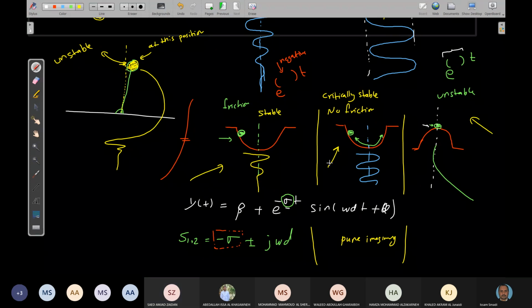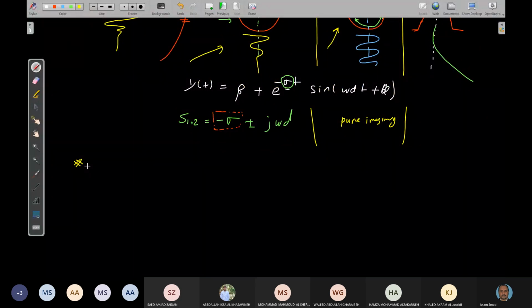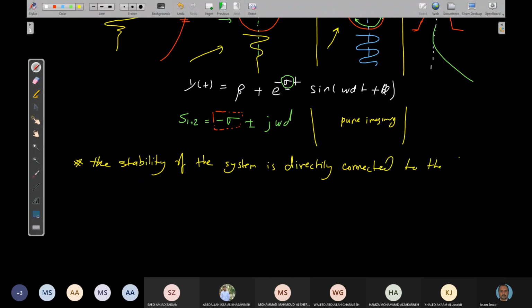Good. So simply, this is very interesting. Here I will write that the stability of the system is directly connected or related to the location of the roots of the characteristic equation.